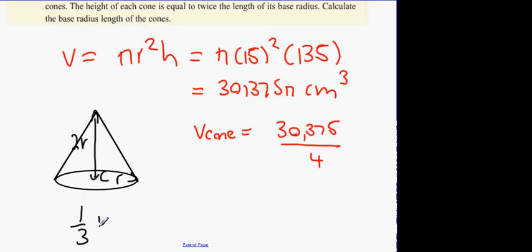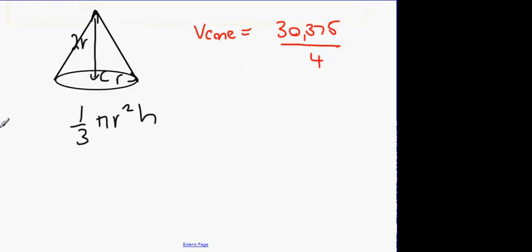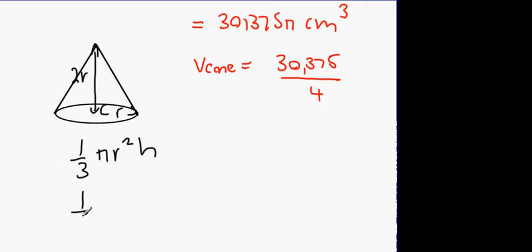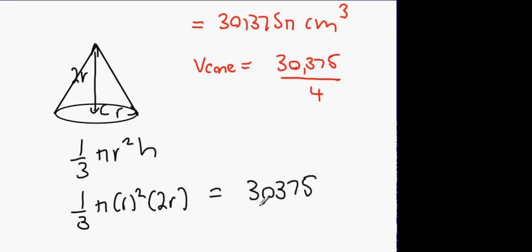Volume of a cone formula, a third pi r squared h. Once you find out what that is, it's a third pi. Now we've got to replace r with, anybody? R with just r, because we don't know what it is. And we've got to replace h with 2r. And all of this equals 30375 all over 4. Okay? Pi, you're right, yeah, pi.